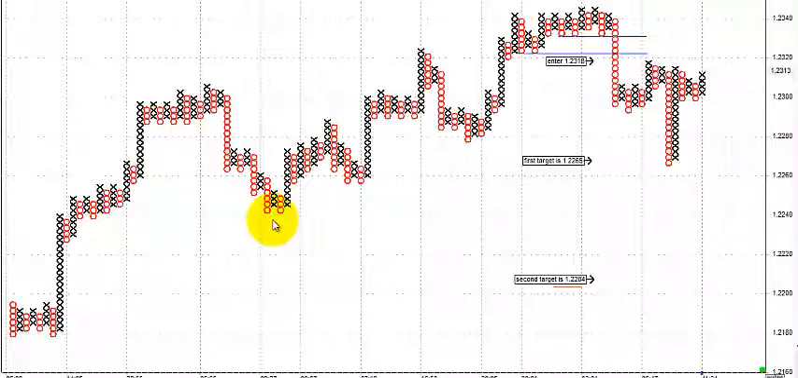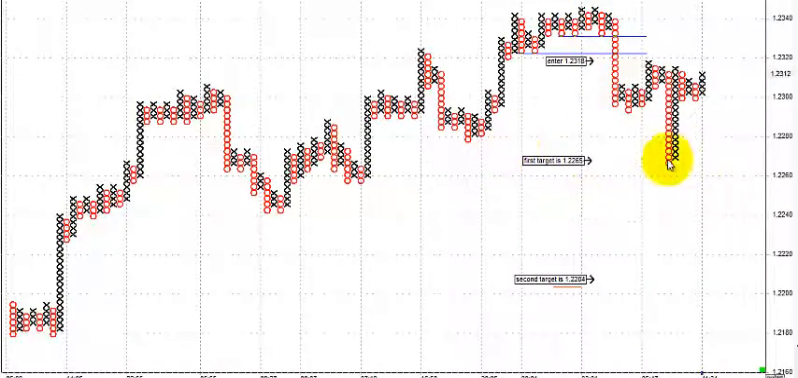This is why I rely heavily on point and figure, not only to get my entry, but also to know where my target is. This gave me a first target of 1.2265 and a second target of 1.2204. That's based on the data that I have here with the point and figure. I'm counting these columns and then calculating the overall high and then estimating where price is likely to go.